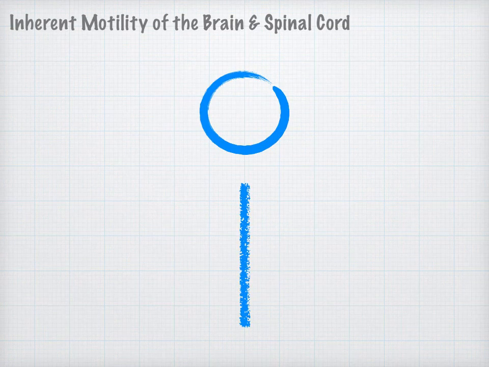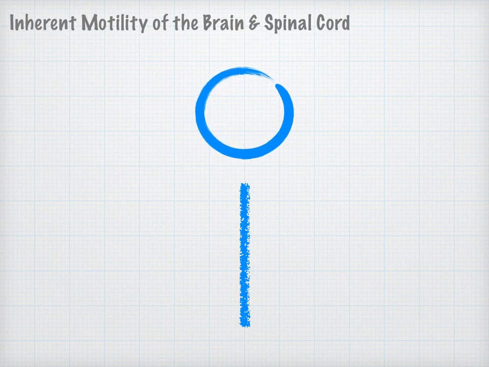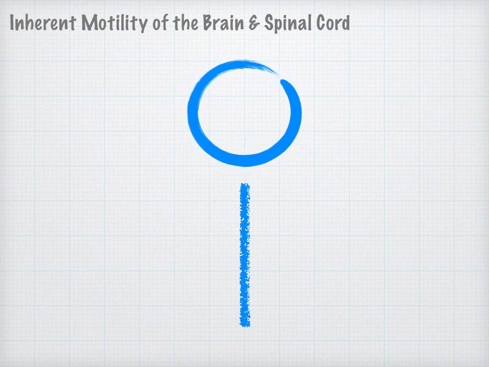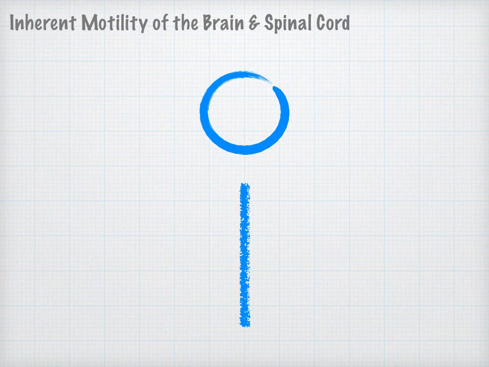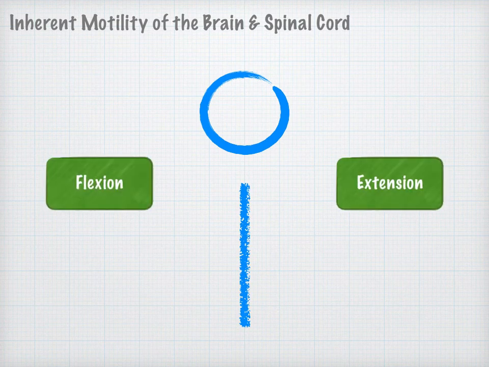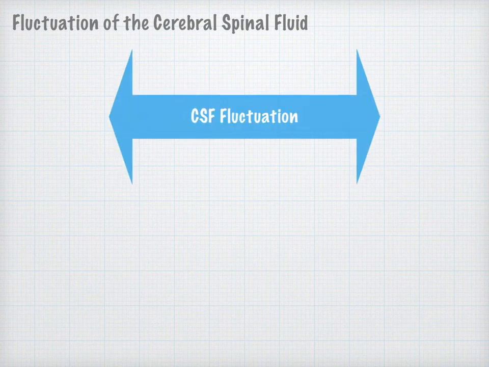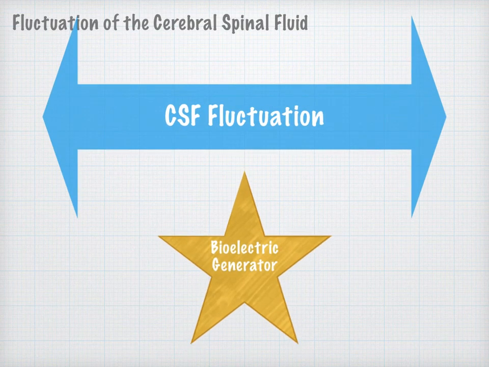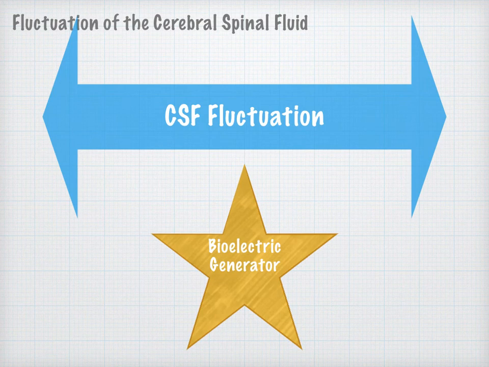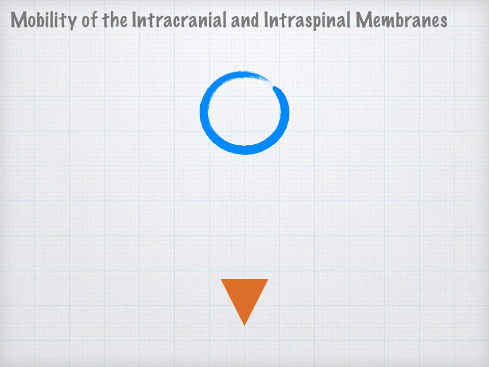The first is the inherent motility of the brain and spinal cord. The inherent motion of the central nervous system is subtle, slow, pulse wave-like movement and is biphasic, specifically named flexion and extension. The second is fluctuation of the cerebral spinal fluid. The combined activity of the central nervous system and cerebral spinal fluid functions both as a pump and as a bioelectric generator. The third is mobility of the intracranial and intraspinal membranes.